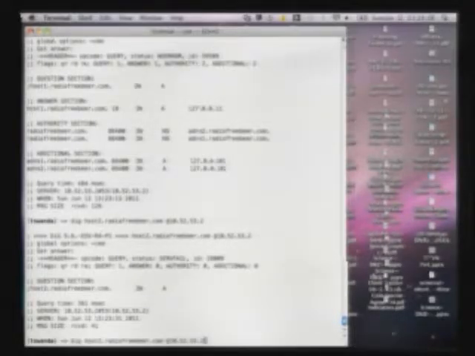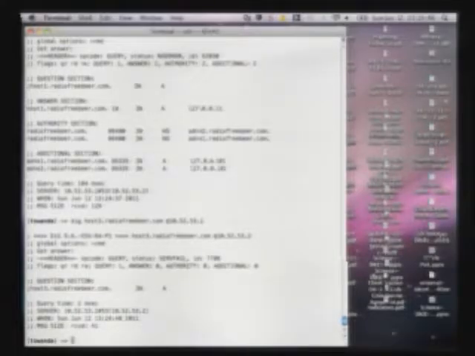Now, the other interesting thing is I'm going to go back and query the exact same name server now for host 1. Oh, and it still works. There should have been a timeout there that would have caused the SERVFAIL.